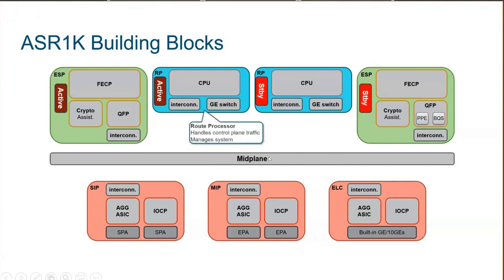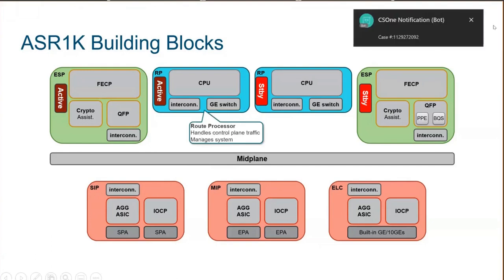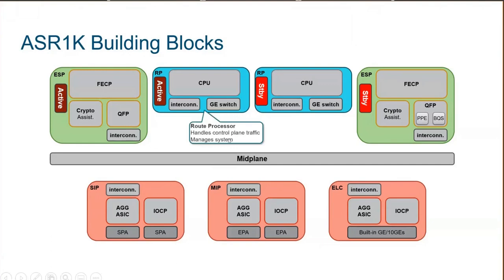The route processor is the one that handles control plane traffic and manages the system. Basically, here is where you configure new features or delete them. The console will be on your RP. So this is the main entry to the chassis where you can manage the system. And the embedded services processor is the forwarding plane. It handles the forwarding of the traffic.